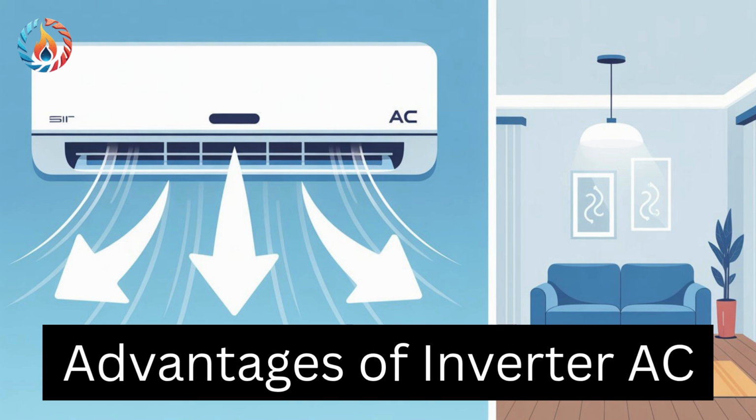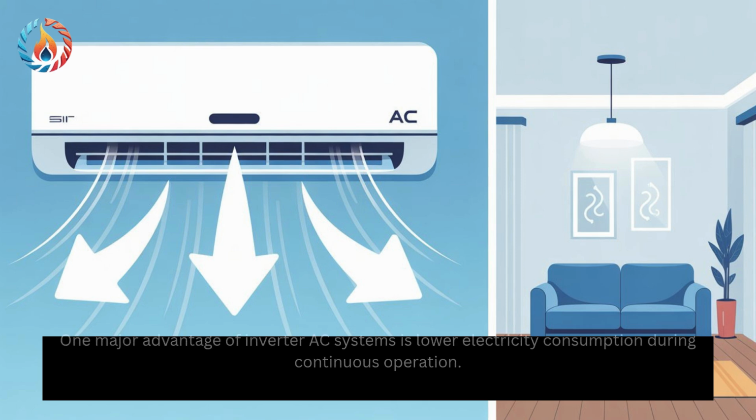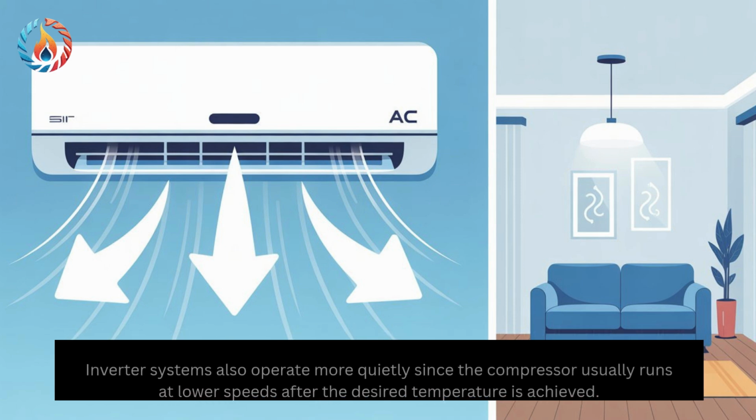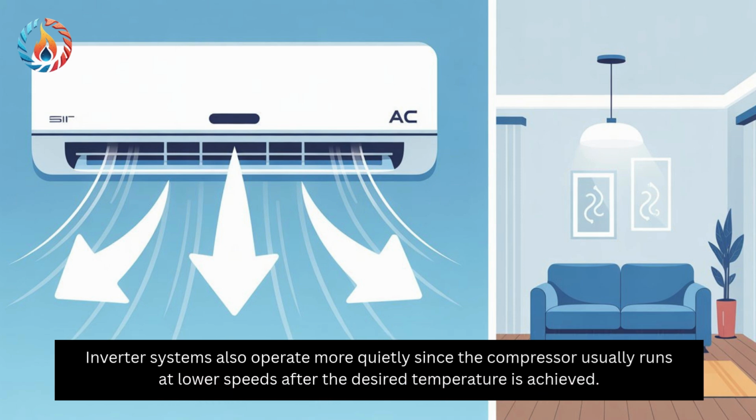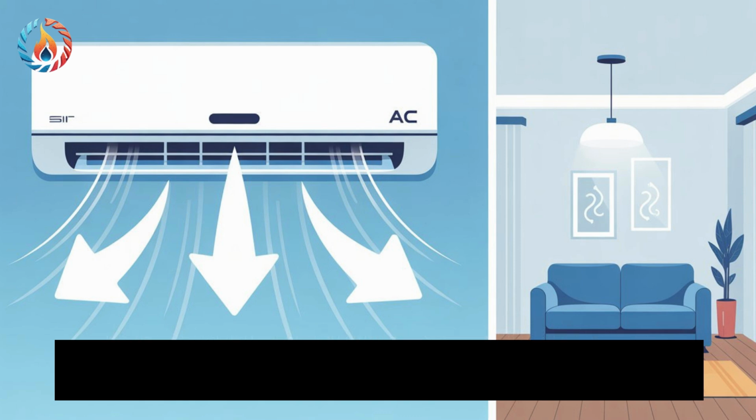Advantages of inverter AC. One major advantage of inverter AC systems is lower electricity consumption during continuous operation. Another benefit is improved comfort because the room temperature remains more stable. Inverter systems also operate more quietly since the compressor usually runs at lower speeds after the desired temperature is achieved. The reduced compressor cycling may also decrease mechanical stress on components.